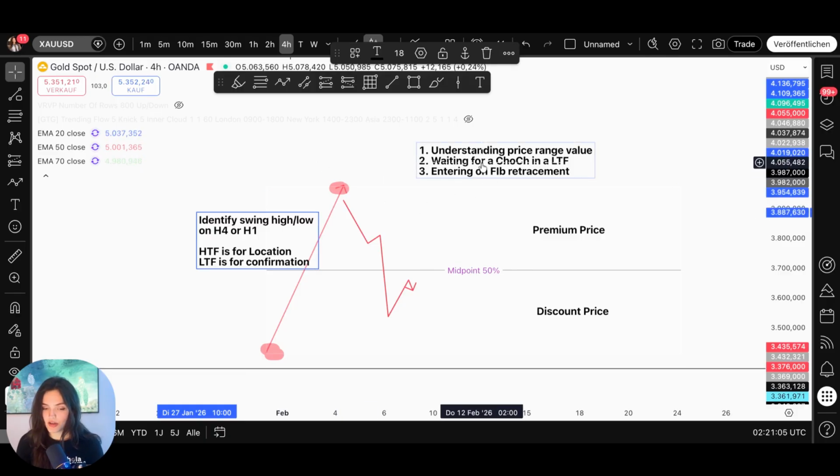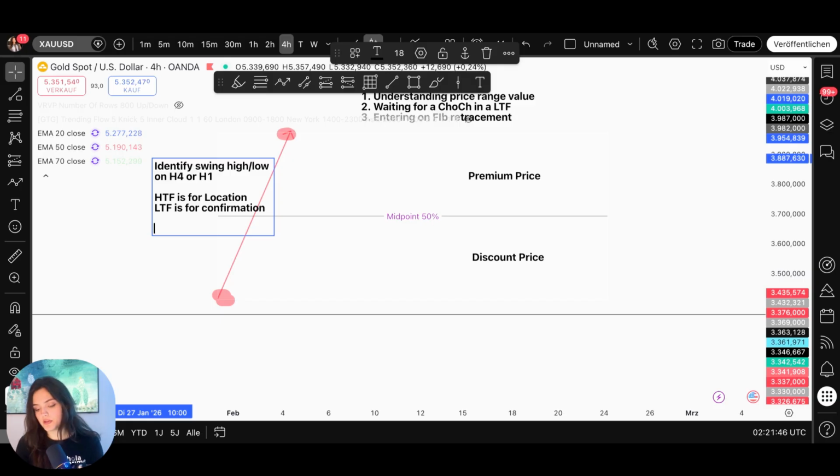the second part, understanding the change of character. So lower time frame for me would be the 5-minute chart or 15-minute chart. Now I'm not looking for value anymore. I am looking for some clean structure. So I'm not looking to understand in which range we are or in which area we are, but rather how the structure looks specifically.